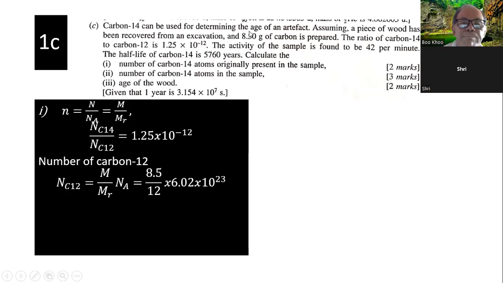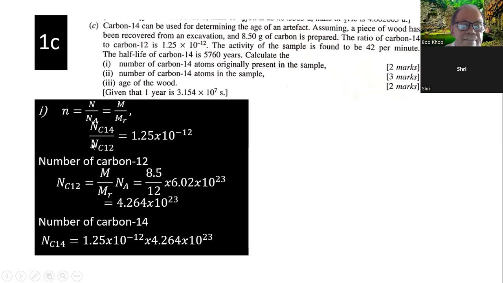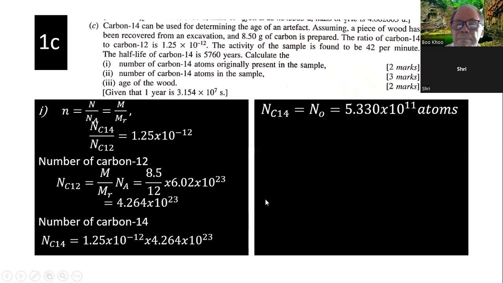So the mass is 8.5, the relative molecular mass is 12, and Avogadro's number, look at your value of constant, and calculate your C12. That's what we want, C12. The number of C14 and C12 ratio is that one there, and this value. So that is the number initially, which is why we call it N naught, the C14 from here.